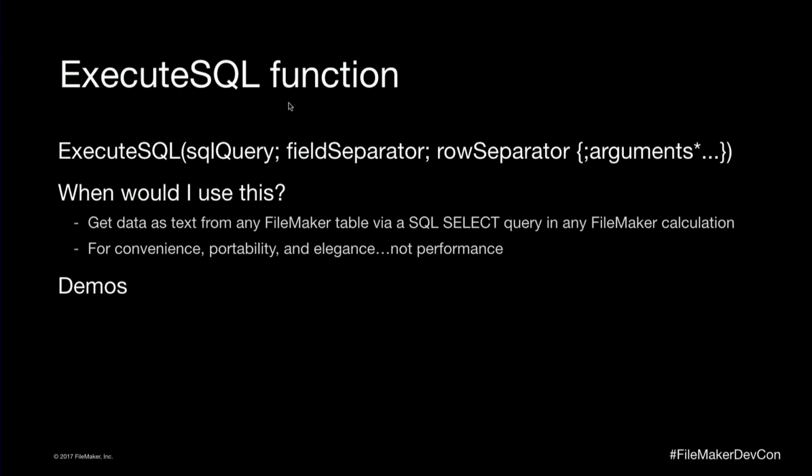So the ExecuteSQL function, notice there's no space in here. The basics of this function, basically the first parameter is a SQL query. This is only going to work with select statements. So you can write a select statement, put it in here as the first parameter. The second parameter is a field separator that's going to appear between each of your columns or fields in the result, and then a row separator. And then you've got these optional arguments that can be used as part of your SQL statement, and we'll look at some examples of that in a bit.